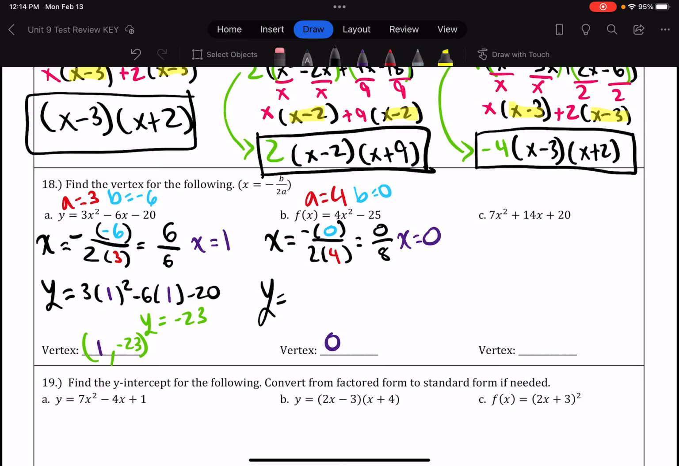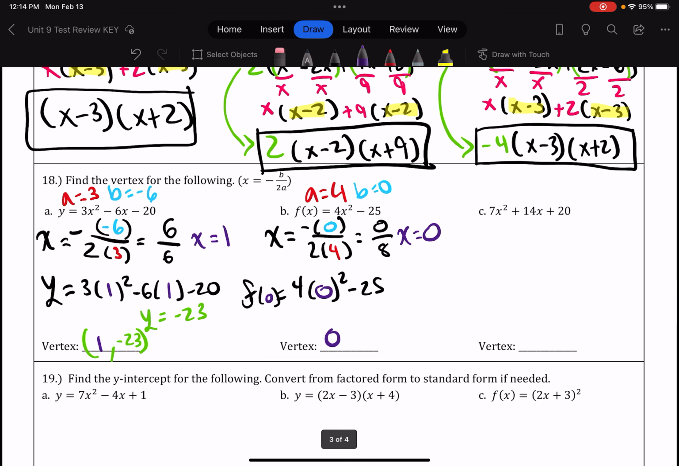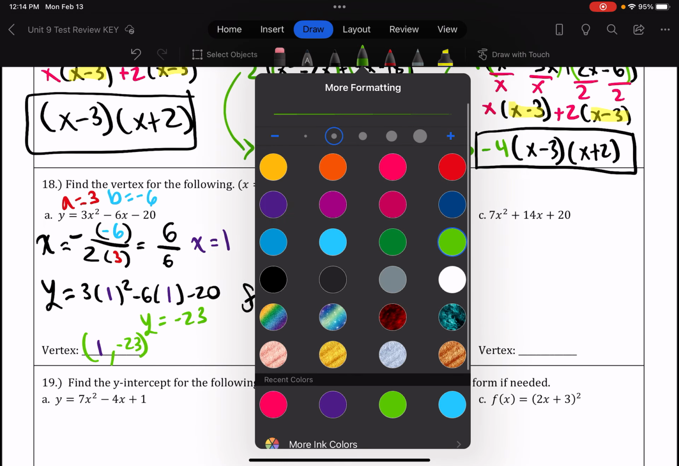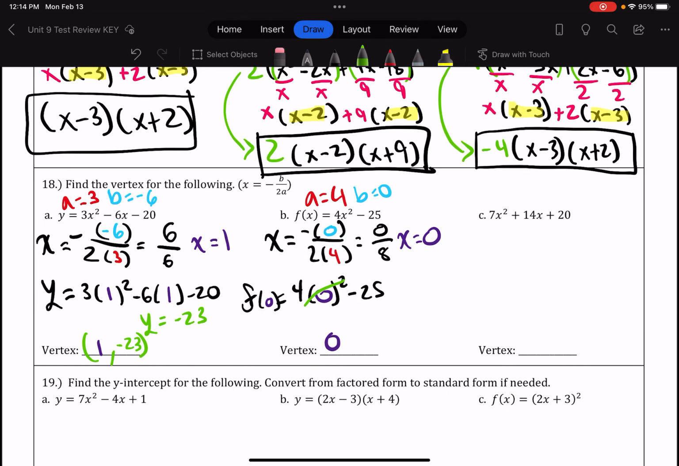I'm going to substitute this value back into the original function. So my function at 0, which is my new x value here, is 4 times 0 squared minus 25. But guys, anything multiplied by 0 is 0. So I know that my y value for this function is going to be negative 25. So my vertex is 0, negative 25.